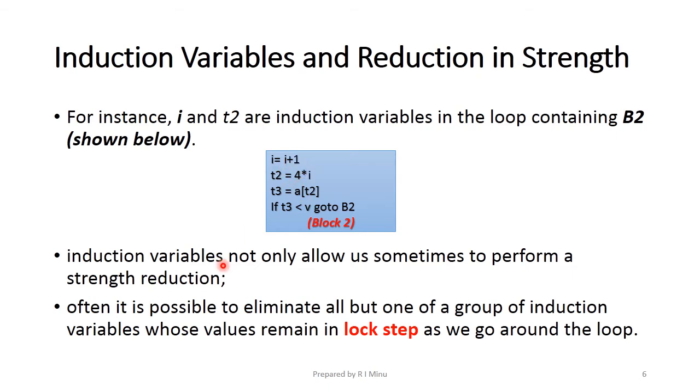So the induction variables not only allow us sometimes to perform this strength reduction, often we can try to eliminate one of those variables or both. If possible, we can eliminate both of the variables, but we should not count on it. But we can try to eliminate those variables. So how can we eliminate these variables?